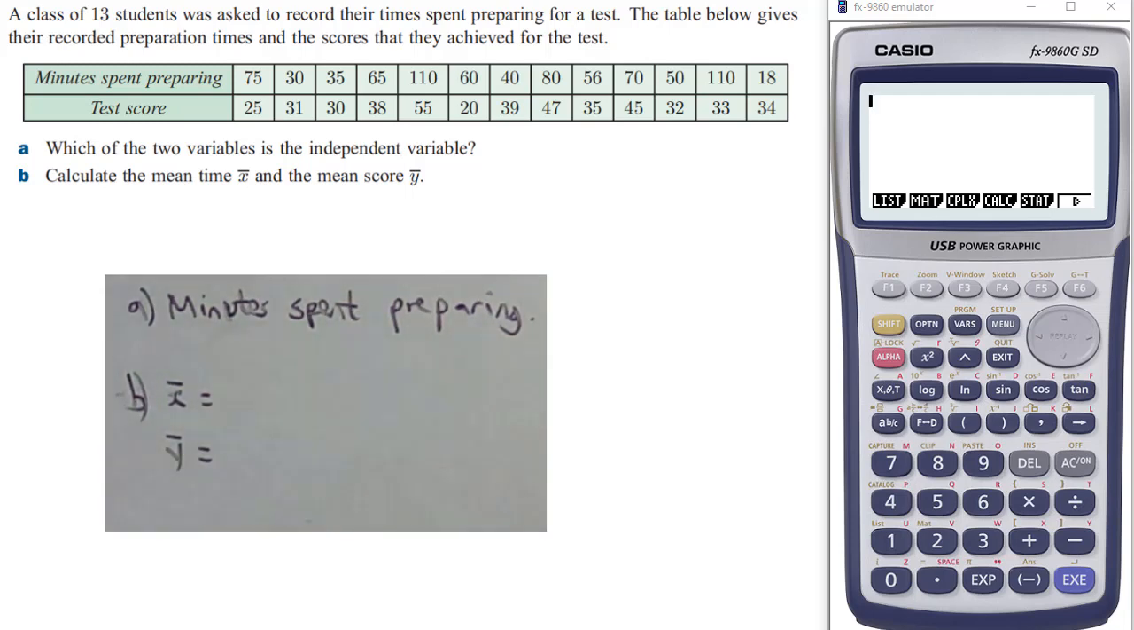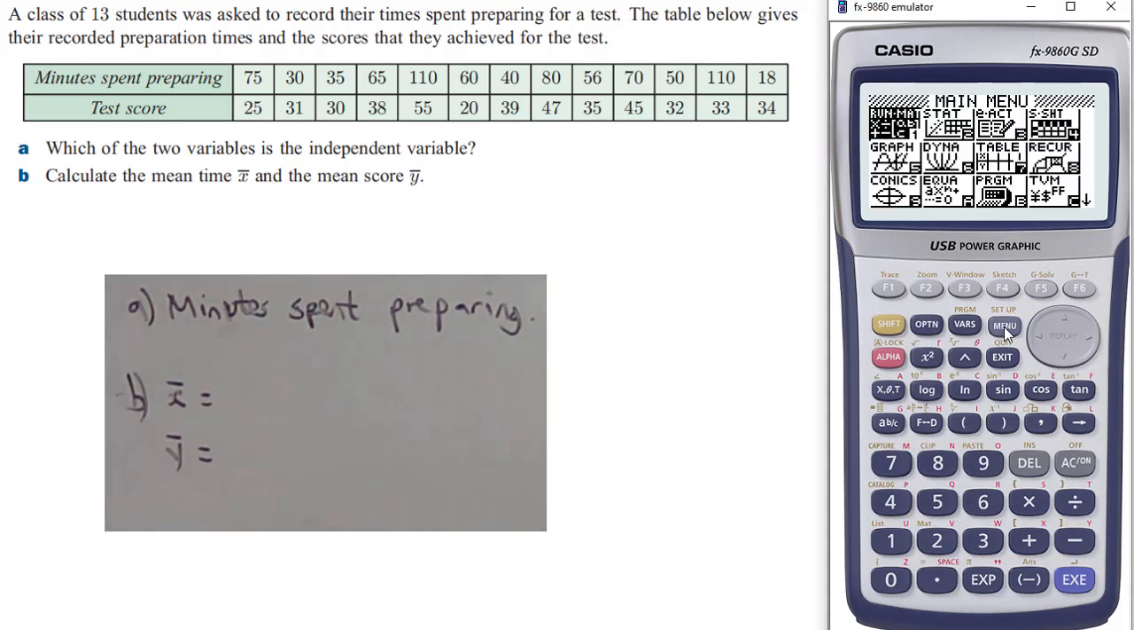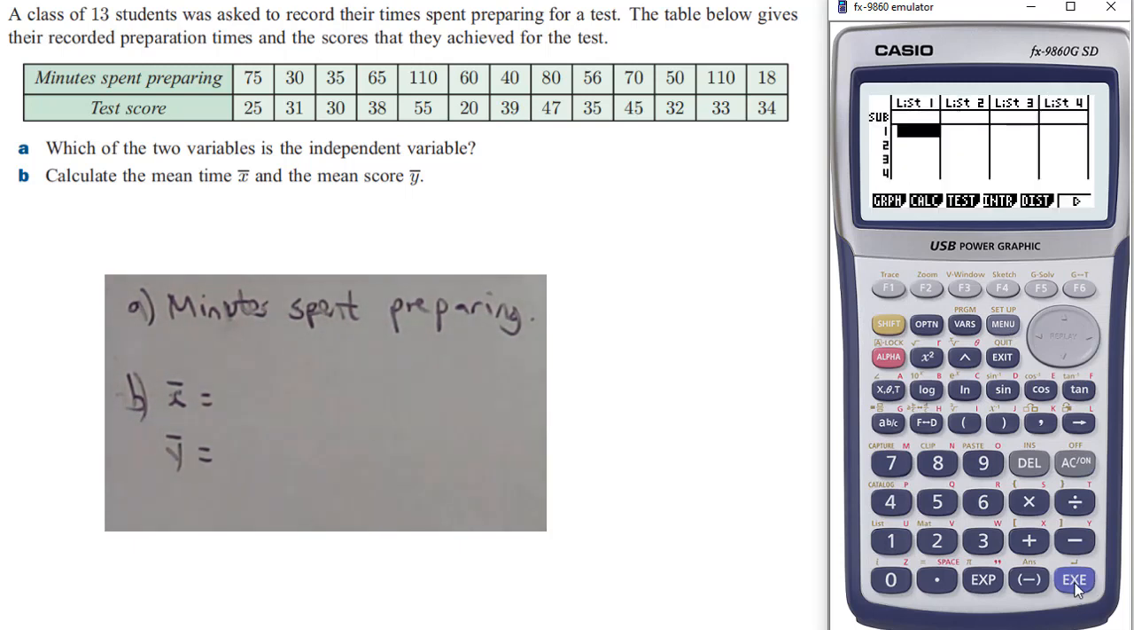So we're going to do this using a calculator, and we're going to go to stat mode. So menu and stat, which is the second one. What we need to do is transfer those two rows of data into list 1 and list 2. It's a bit tedious, but we're going to put them all in.